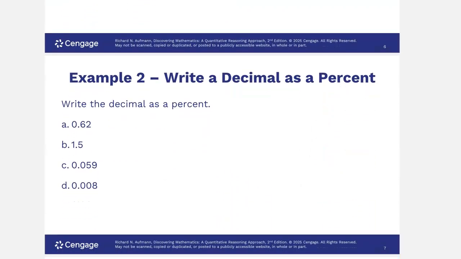So if we want to write a decimal as a percent, then we're going to move that decimal place 2 places to the right. So we're doing the opposite of what we did earlier. So if I move this 2 places to the right, that's going to be equal to 62%. If I write it as a percent, I have to put that percent sign there. I'll move this 2 places to the right. So that's 150%. Same thing here, 2 places to the right, 5.9%. And then 2 places to the right is 0.8%.